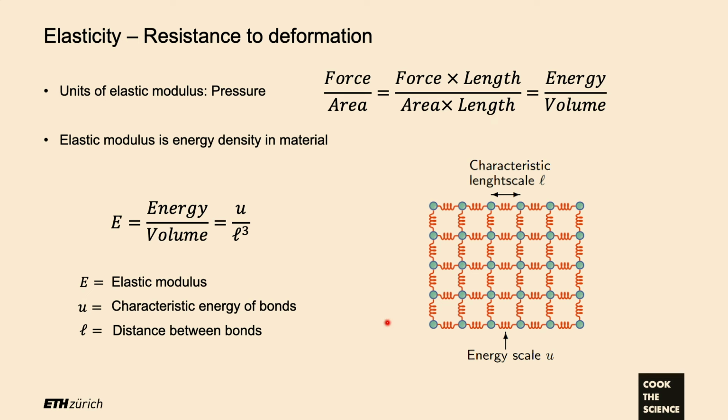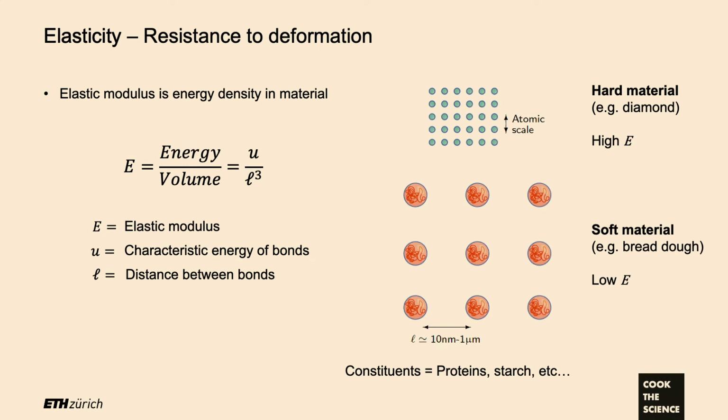So you can think a little bit of an elastic material as a material made of different components, for example, molecules which are connected by springs that represent the bonds. These springs have a characteristic length scale L and a characteristic energy scale U. And so what the elastic modulus tells us is pretty much how many of these springs we have per unit volume.